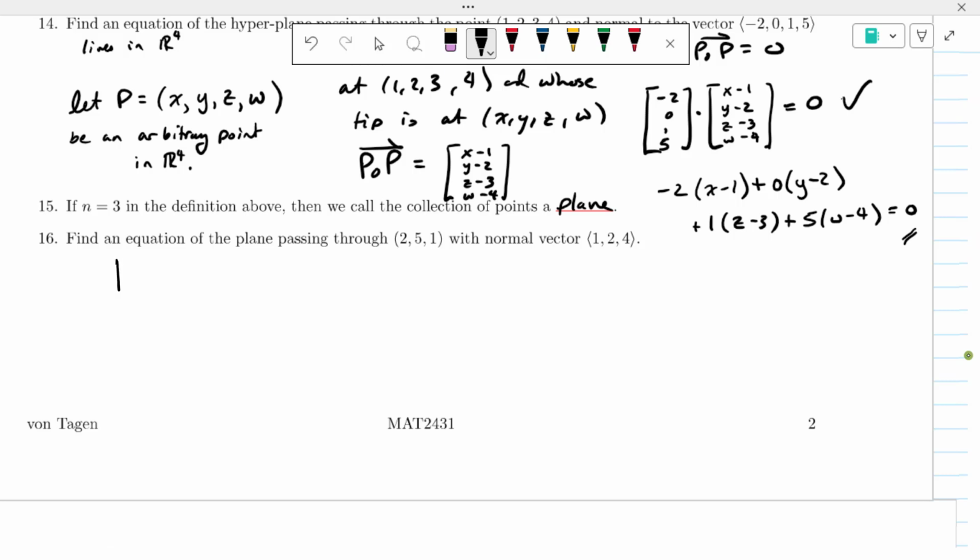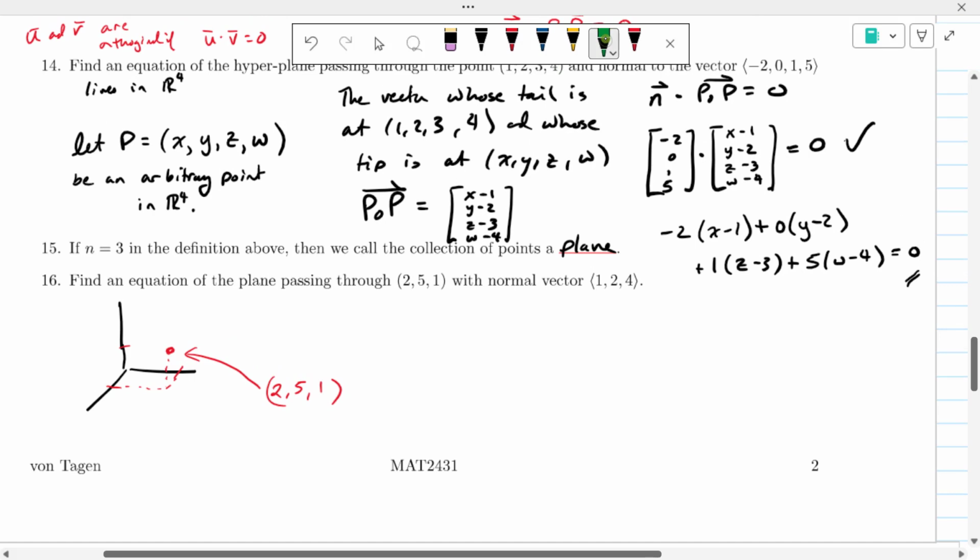Now, it is not essential that you draw an accurate picture for this problem, but I do think that it is helpful to give yourself a brief little sketch. So I'll go ahead and plot the point negative 2, 5, 1. That would be this point right here. There's the ordered triplet. Okay. And what we want to do is come up with the plane that passes through that point.